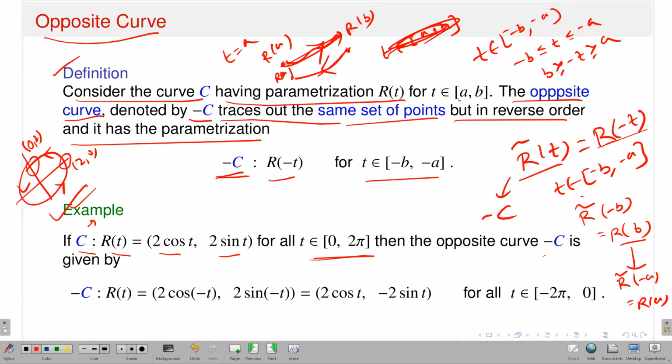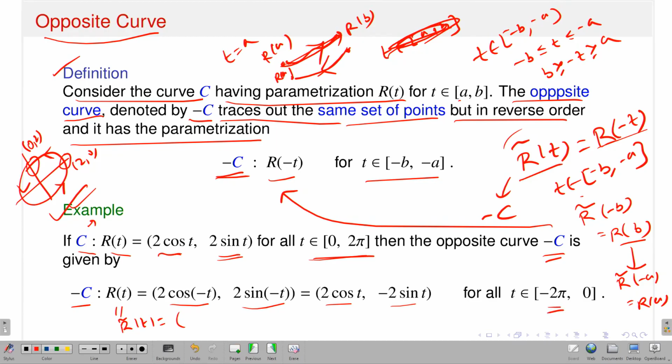Then the opposite curve minus C, you just define in this way. What is the parameterization of minus C, which is R twiddle of T? Whether I write R twiddle or R does not matter. You can have this R twiddle of T, which is nothing but R of minus T. R of T has the parameterization 2 cos T, 2 sin T, so replace T by minus T. That means this is 2 cos of minus T, 2 sin of minus T. So, cos of minus T is cos T, and sin of minus T is minus sin T, so the second component is minus 2 sin T. That is the parameterization of my opposite curve minus C. Of course, this time T runs from minus 2 pi to 0, whereas for C, T runs from 0 to 2 pi.